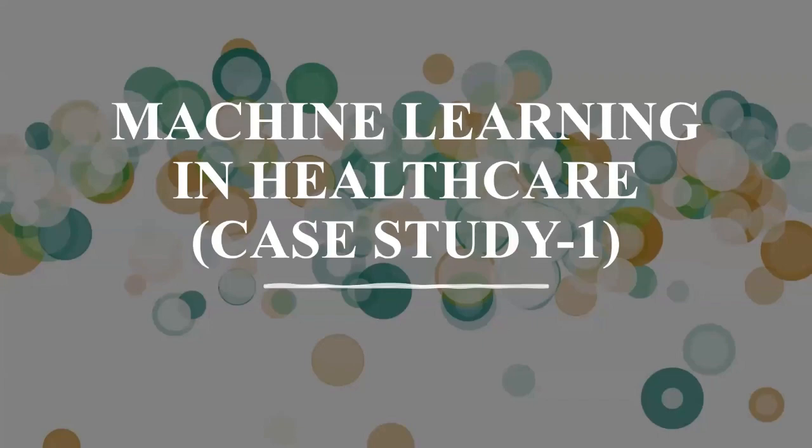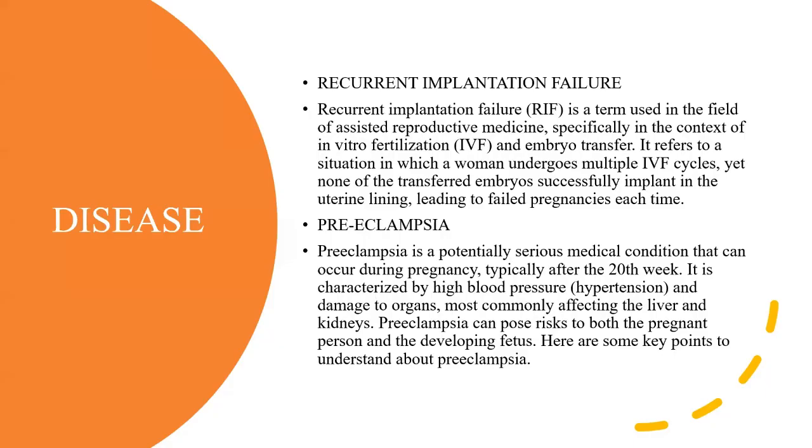So let's see a case study. In this case study, I'm taking two pregnancy complications. The first is recurrent implantation failure, in which a mother is not able to conceive after multiple attempts of IVF. The second is preeclampsia: a woman conceives a baby, but after the 20th week it becomes very complicated. She may have to abort her baby because she will suffer from high blood pressure and damage to organs, most commonly affecting the liver and kidneys.